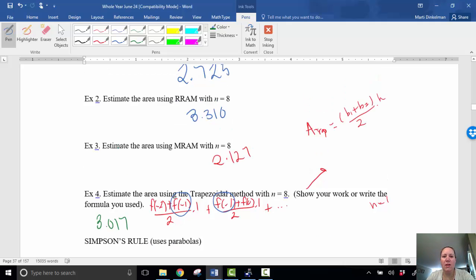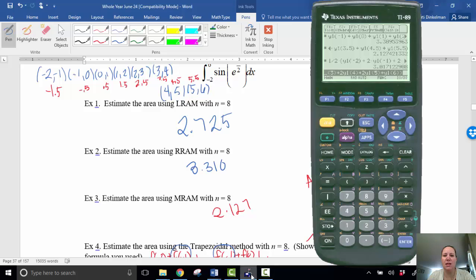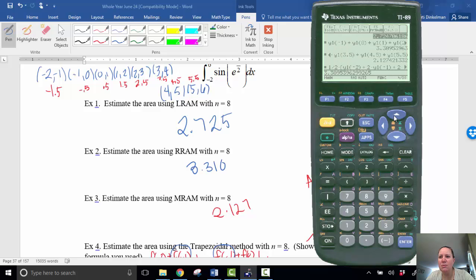Okay, and the way we can check our work is that our trapezoid really should be the average of the left and the right approximations, and that's because the area is an average of the left and right endpoints. So of course this is going to have some rounding error, but if I go up and grab the actual, I know it's rounded somewhat, but not as much.